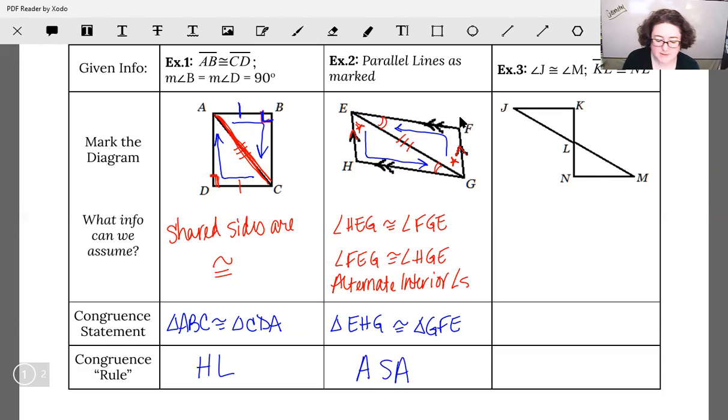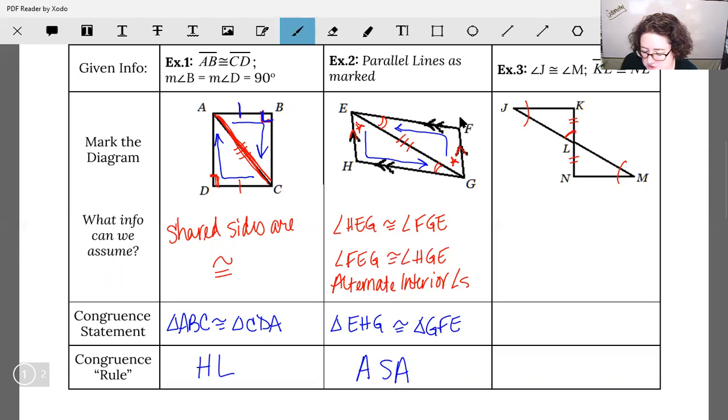Alrighty, then our last one, example 3. In example 3, we know that angle J is congruent to angle N. They told us, so we can mark it. Side KL is congruent to side NL, so we can mark it. This kind of diagram looks familiar, doesn't it? It's one of these bow tie diagrams that we looked at before. Is there anything in the middle that we might be able to use? Kind of like a bow tie, think of that knot in the middle.